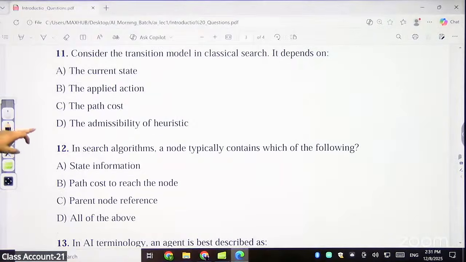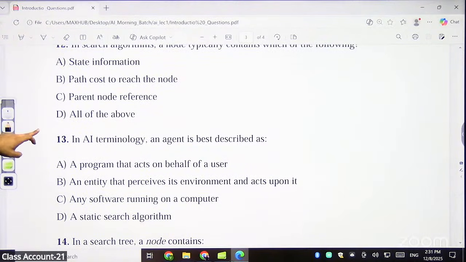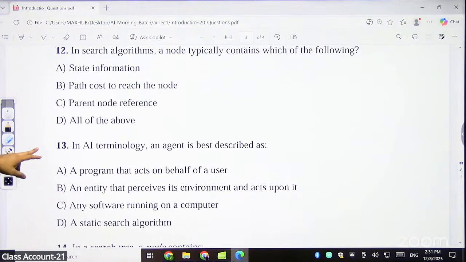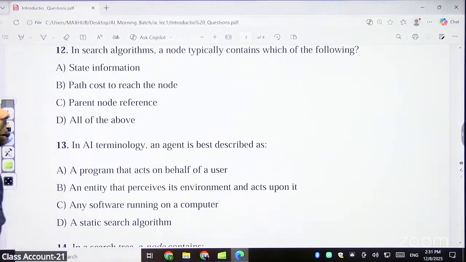Okay, question number 12. In search algorithms, a node typically contains which of the following? Yes, I need an answer from your side. In search algorithms, a node typically contains. What is a node? Very simple. What is a node?